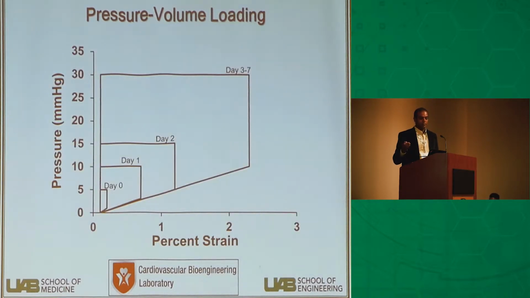This is the pressure volume loading that we subject these cells to. We start off with extremely low levels of pressure and stretch, and over a period of 3 days increase it. Then at day 3, we get to the final pressure volume loading levels, and we maintain it in that state for an additional 4 days. These constructs are made out of fibroblasts and iPS-derived cardiomyocytes, at a very early stage of differentiation. As soon as the cardiac differentiation of iPS cells begins, we put them within these constructs and then subject them to pressure volume loading.